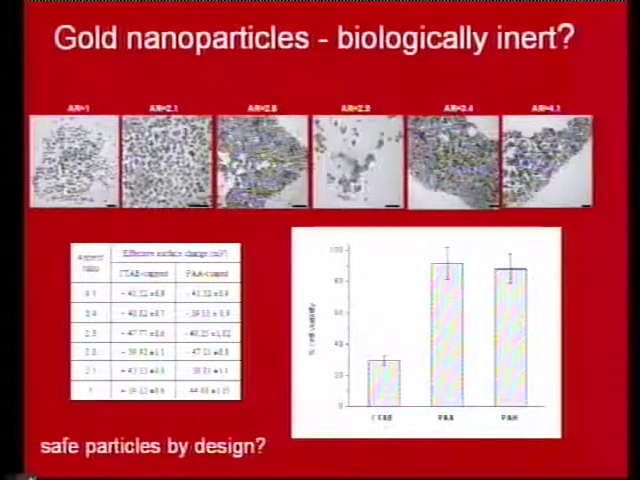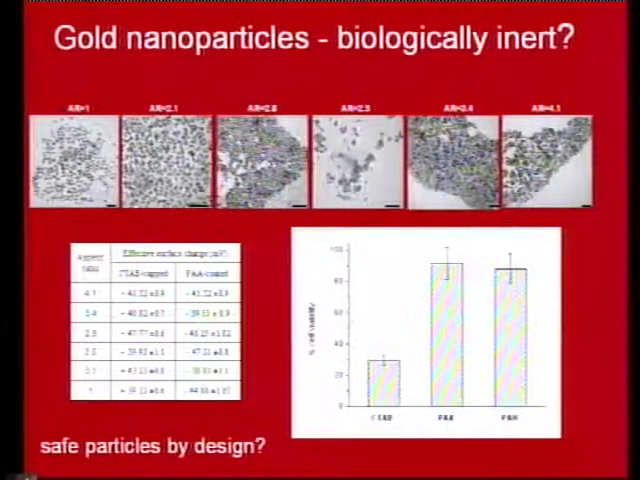So these are different aspect ratios, length to width, of different size rods, and if you look at the CTAB coated rods, you see that cell viability is decreased. But when you actually cover that up with various agents that alter charge and other things, there is no decrease in cell viability. So this kind of goes back to what Vicky was talking about, safe particles by design.